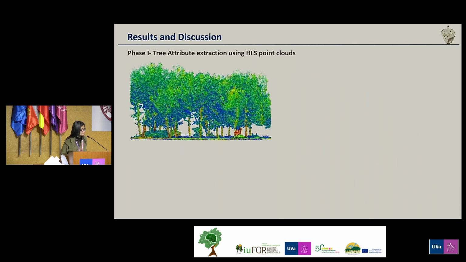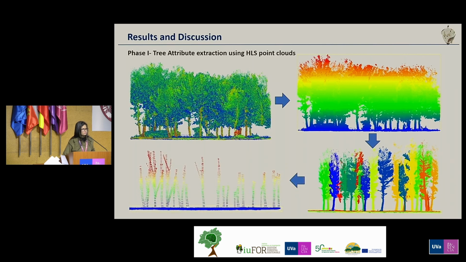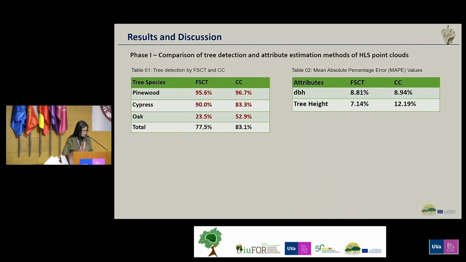These are some images that were taken during the process. As you can see here, after getting the point clouds, we had to classify the point clouds, segment the trees into single tree level and extract the attributes. According to the results, we could identify that both FSCT and CloudCompare performed well in detecting pine wood and cypress, but there was a problem with oak. However, when we are talking about the DBH and the tree height, both FSCT and CloudCompare performed well.